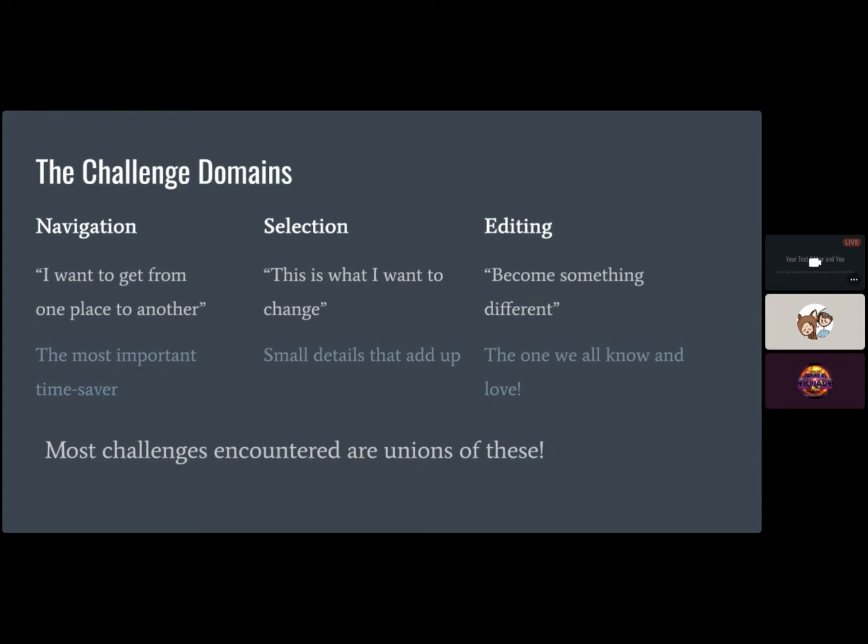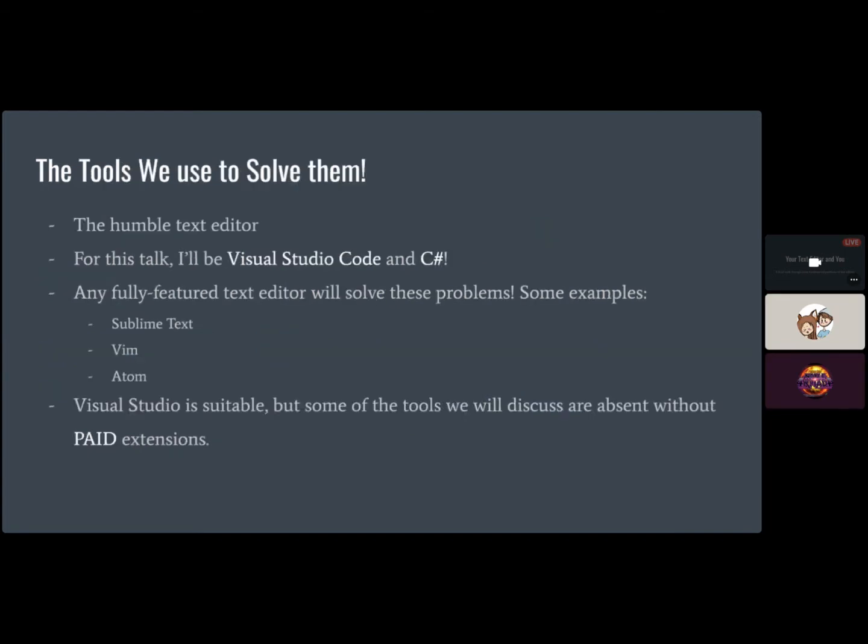And then there's editing, which is just, I want this to become something different. My current selection, do something to it. And this is the one we all know and love. You're typing into a keyboard and everything is great. Now, most challenges that we come across while editing text are unions of these. They're composed of these elements, but we're going to start by breaking them down one by one and then taking an example that uses all three of them to solve it. Now, the tools that we use to solve them are humble text editors. For this talk, I'll be using Visual Studio Code and C#.